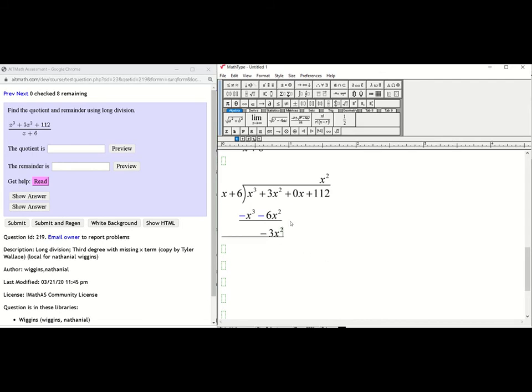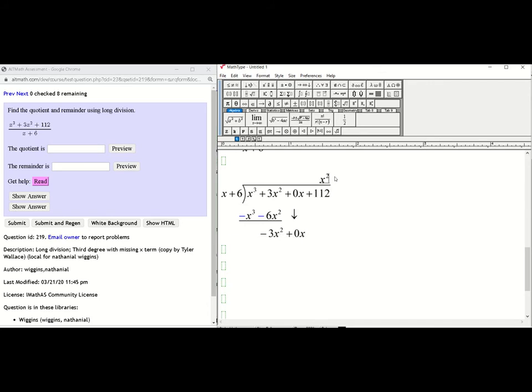Okay, and then what? And then we're going to bring down this next term, which is going to be this 0x. So plus 0x, and you'll see why in just a second. How many times does x go into negative 3x squared? So I need a negative, I need a 3, and I need another x, right?